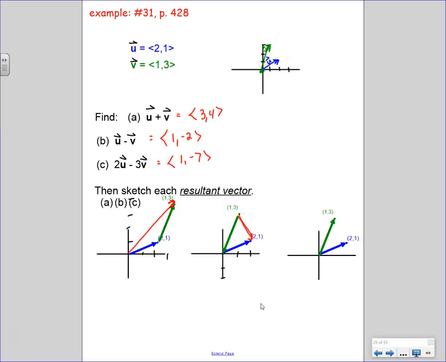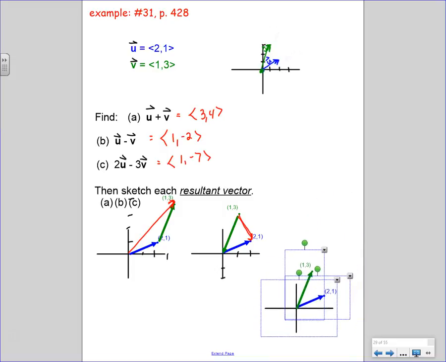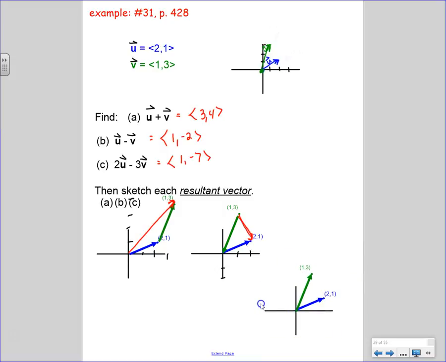Let's try to visualize the last example, 2u minus 3v. What's going on when I multiply vectors by something? By a scalar is what we would call it. What do you think 2u does, first of all? Makes it longer. Good. Doesn't change the direction, only changes the magnitude.